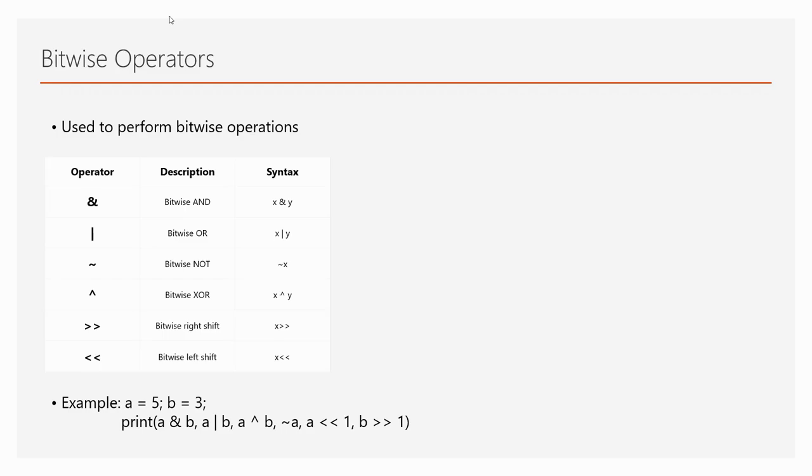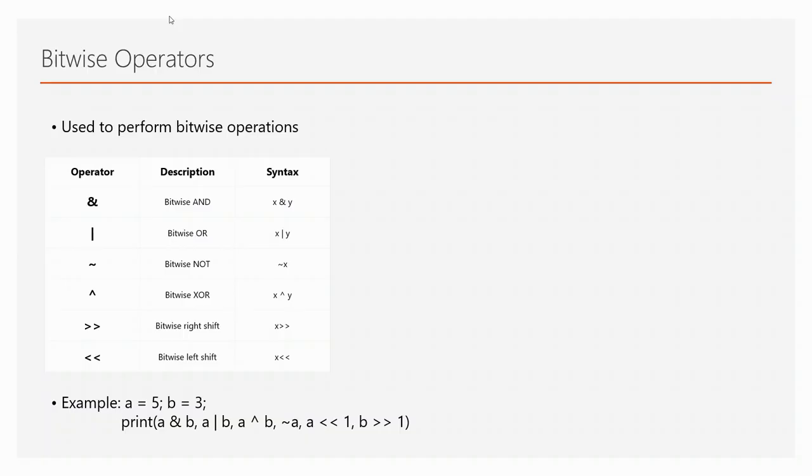This means it toggles all the bits in the value, transforming 0 bits to 1 and 1 bits to 0, resulting in the ones complement of the binary number. Next is your Python bitwise XOR operator, also known as exclusive OR operator. It is used to perform the XOR operation on two operands.